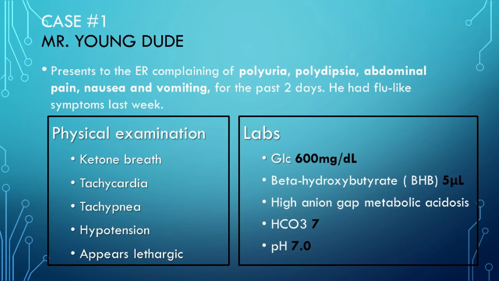On physical examination, you notice a ketone breath. He appears lethargic. He has tachycardia. He has got an elevated respiratory rate. His blood pressure is a little bit on the lower side. On labs, you find out that the patient's got a blood glucose of 600, beta hydroxybutyrate level of 5, high anion gap metabolic acidosis, a bicarbonate level of 7, and your venous blood gas shows a pH of 7.00.